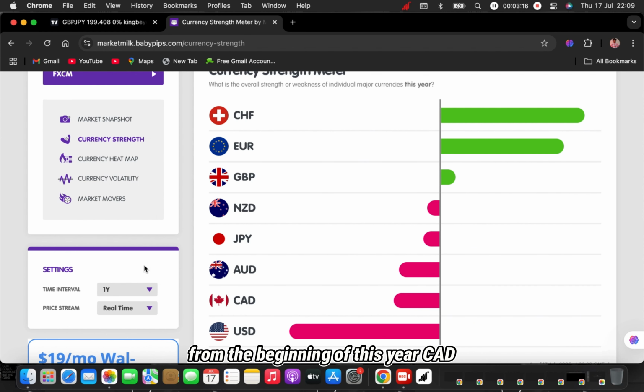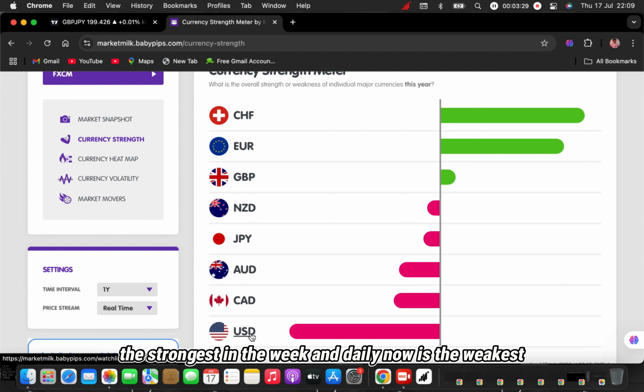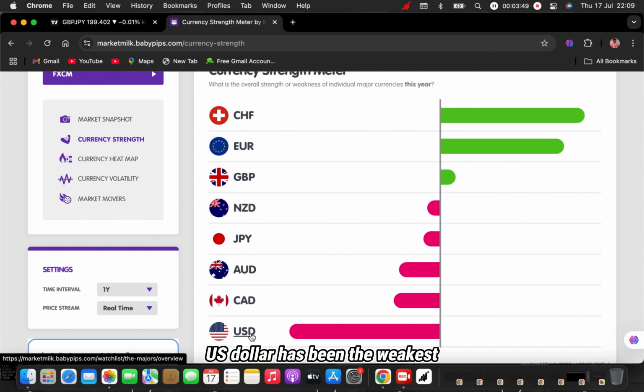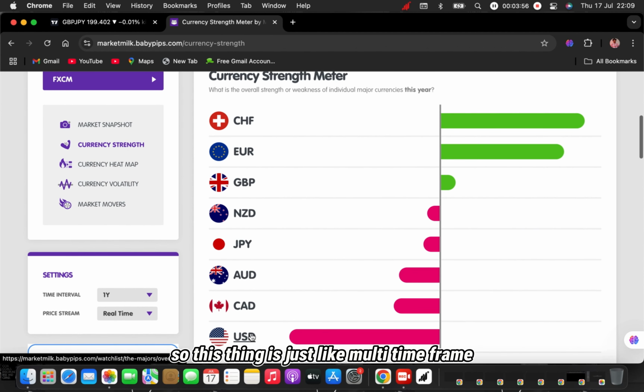So let me just go for a year. From the beginning of this year, CHF, the Swiss franc, has been the strongest, while the US dollar, which was the strongest in the week and daily, is now the weakest for the overall year, from the beginning of this year till now. So the overall trend from the beginning of this year to now, US dollar has been the weakest. So this thing is multi-time frame.